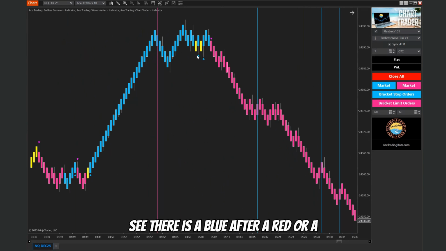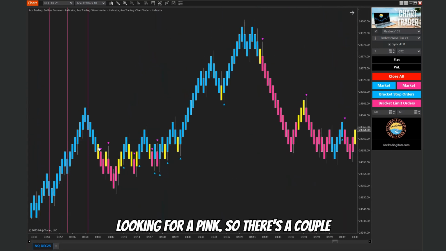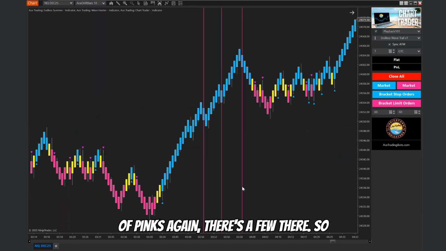Often if I see there is a blue after a red or a pink in the summer, if I do see a blue wave hunter, I'll tend not to get into that trade. So I probably wouldn't have taken that trade because it's not really a great confirmation. Okay, so I'm looking for a pink. So there's a couple of pinks. Again, there's a few there.